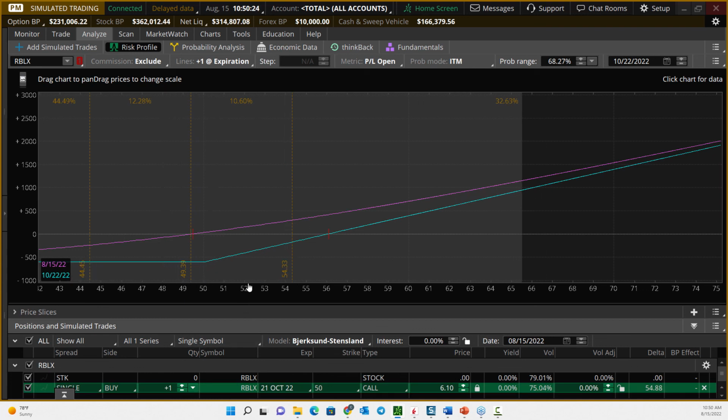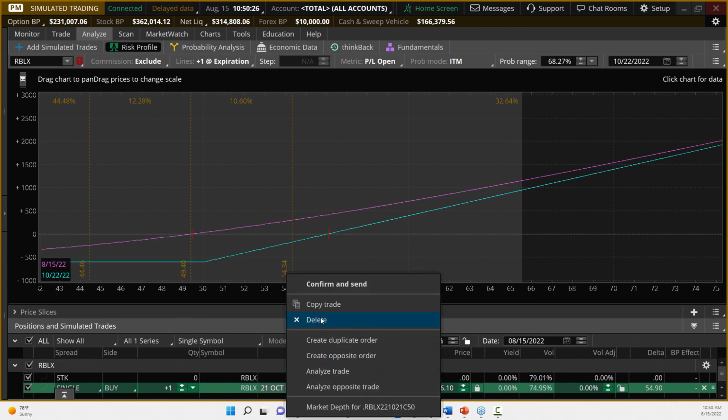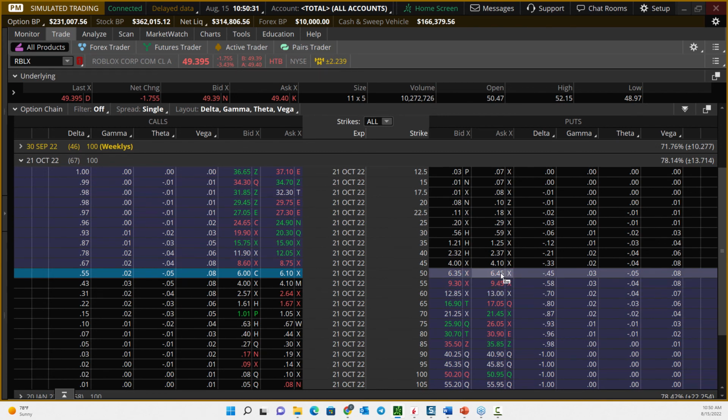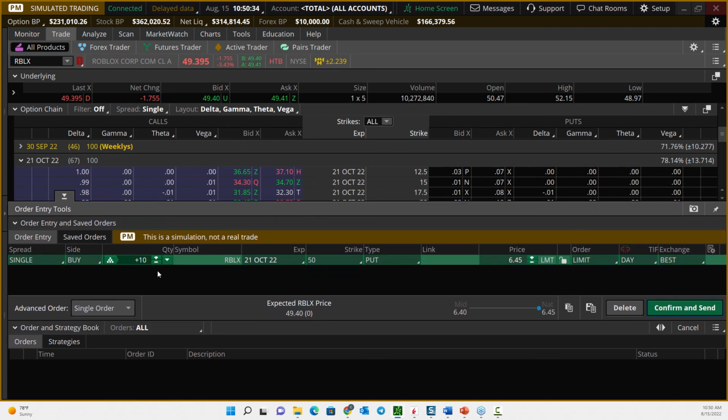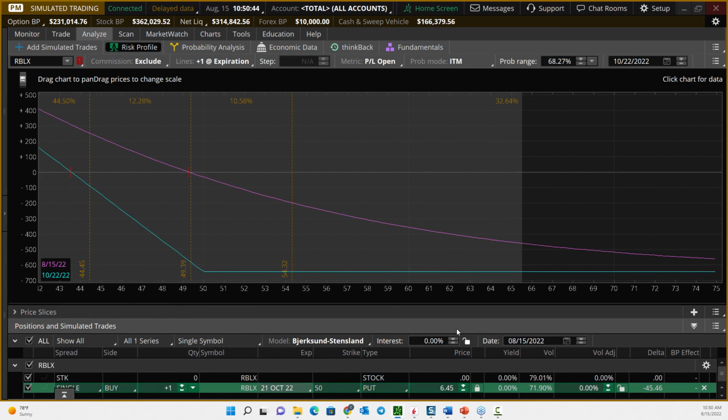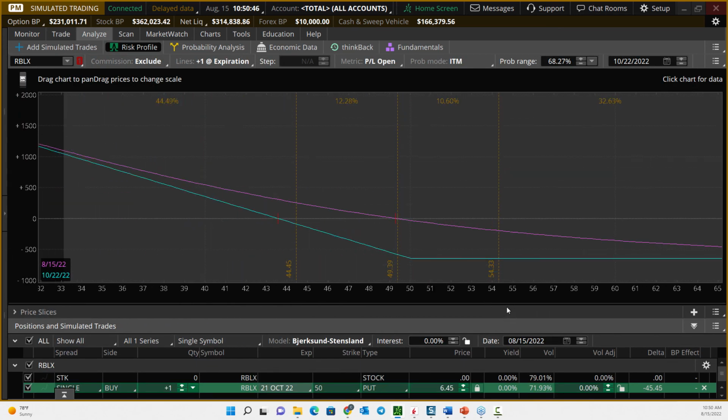Now, if we were to flip this and instead of buying a call, we were going to buy a put. So let's delete and come over to the puts. And instead of buying the call, now see how I'm buying the 50 strike put. It's going to cost me 645 bucks. I'm going to right click and analyze. And now the risk graph flip-flopped. Now the stock at 50 or above, I lose 645, $645 max loss no matter how high the stock goes.